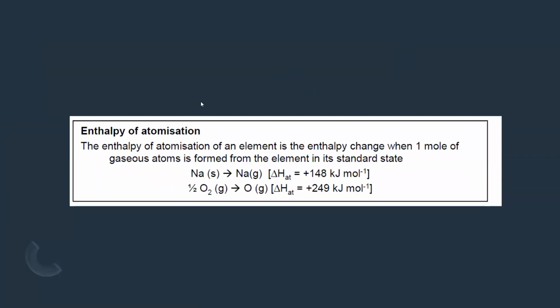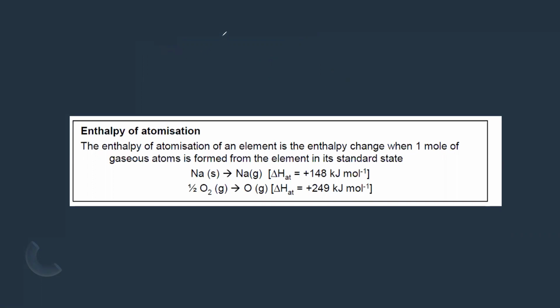What is the definition of enthalpy of atomization? Enthalpy of atomization means when we produce an atom from an element, which can be in any state. If from an element we produce one atom of that element in a gaseous state, what will I call that? I will call that the enthalpy change of atomization.